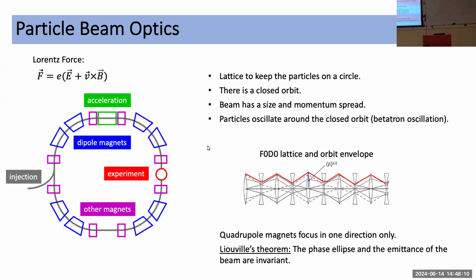Okay, so you have the Lorentz force, which in a magnetic ring is responsible for your orbit. You need to keep the particles on a circle or on the closed orbit. There is a closed orbit. The beam has a certain size and momentum spread. Particles oscillate in the lattice, and the phase ellipse and the emittance in the beam are invariants of the motion, due to Liouville's theorem. So wherever in the ring you measure the phase space ellipse or the emittance, you measure the same quantity.